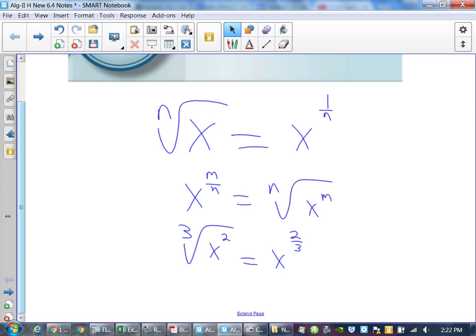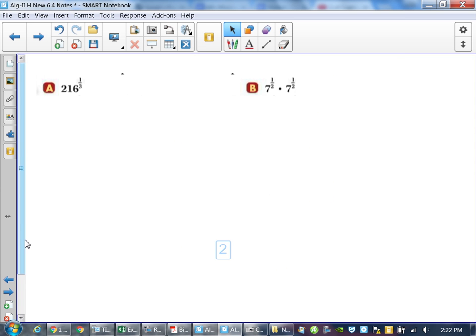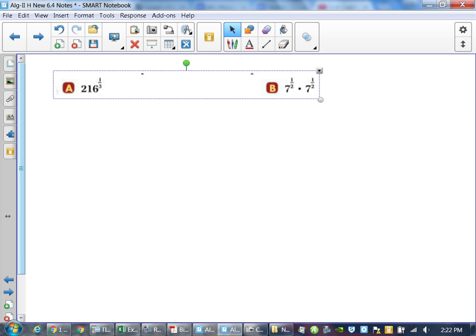Okay. So what this allows me to be able to do is something like this. Which one was it? I can say that the 216, this didn't show up at all. 216 to the 1/3 is what as an nth root? It's the cube root of 216.